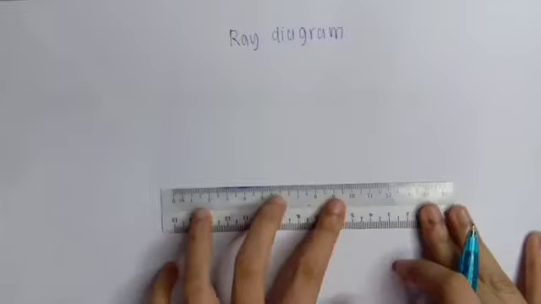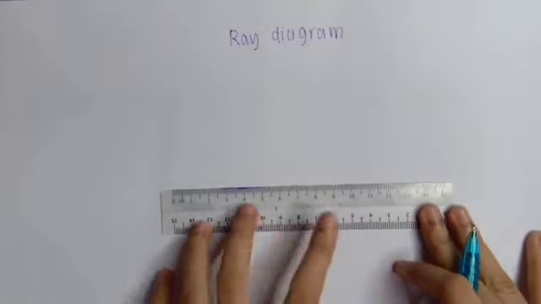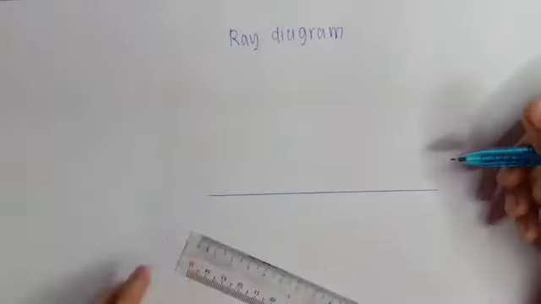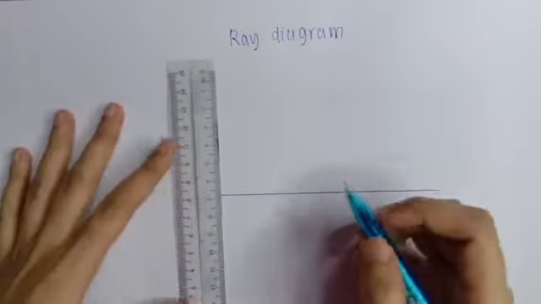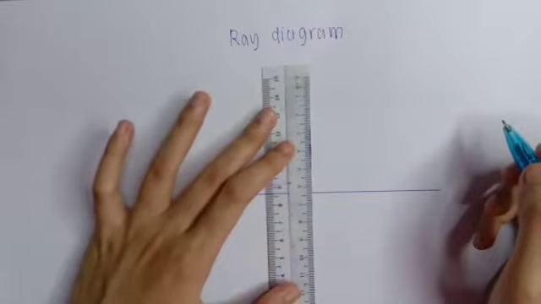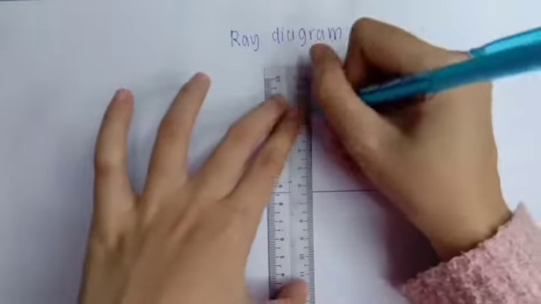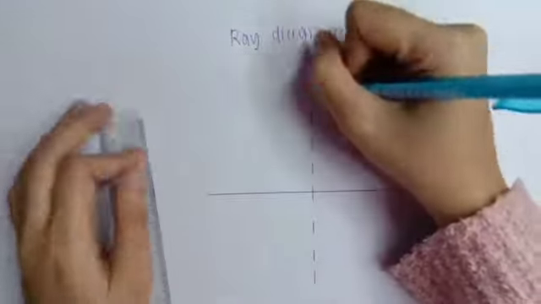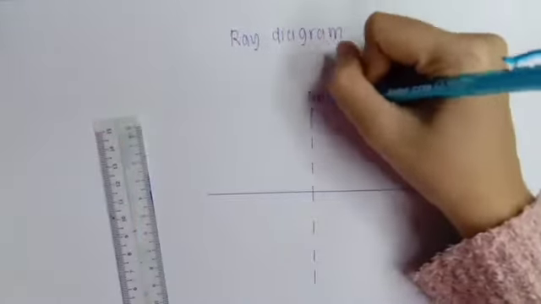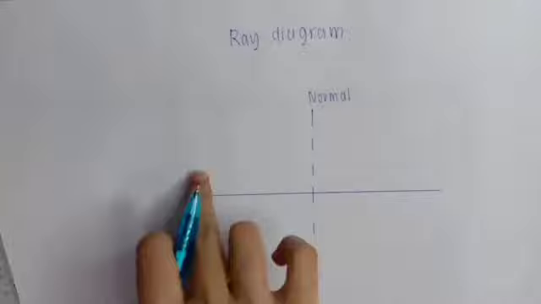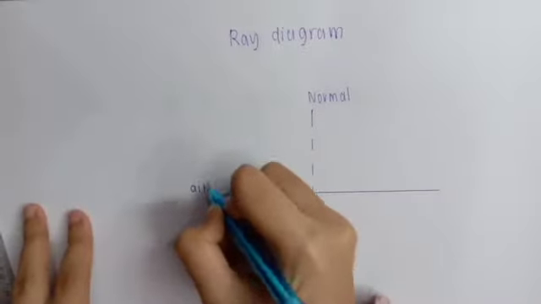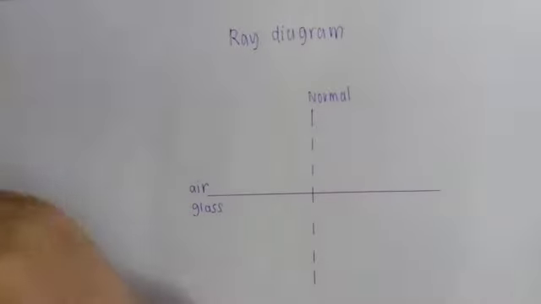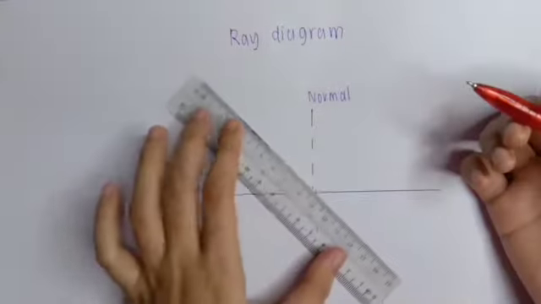Okay, let's draw a ray diagram based on the experiment. So first, do your normal first. So this is a normal. Don't forget to label it. So this is air, and this is glass. Okay, so I will use the red one.